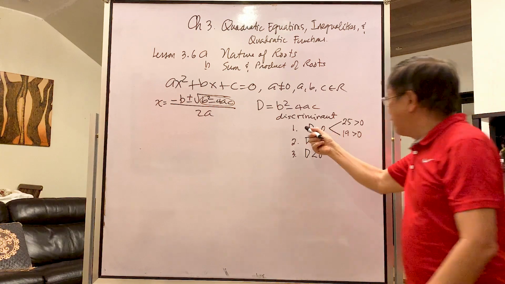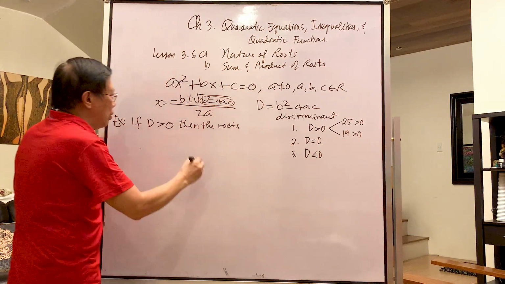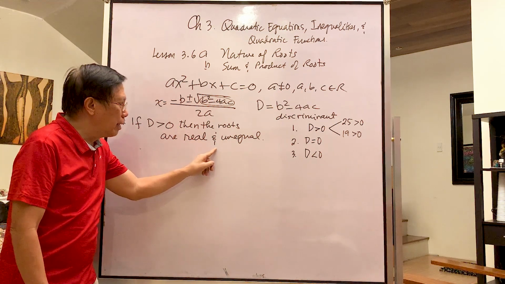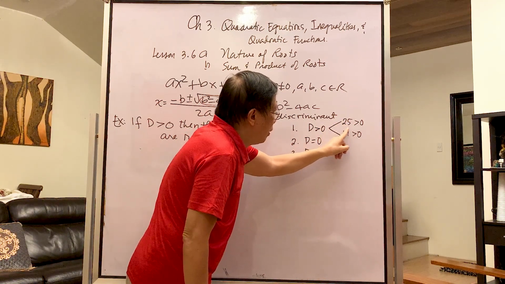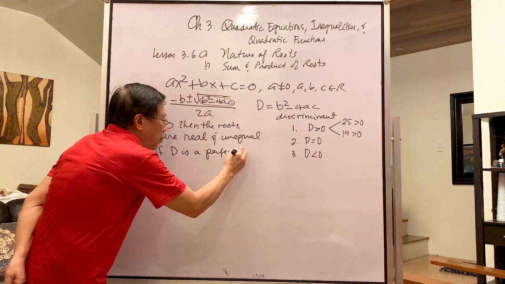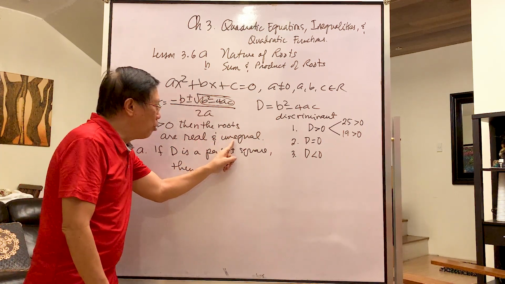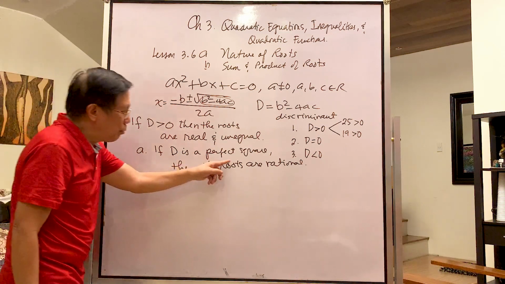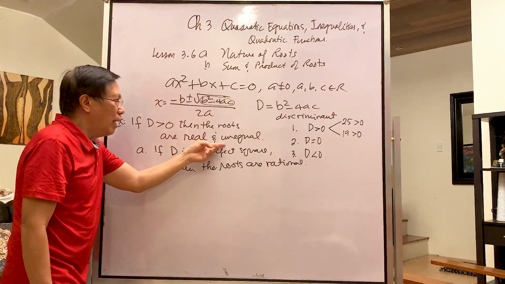Looking at this number 1 here, suppose D is greater than 0, then the roots of our quadratic equation are real and unequal. If D is greater than 0, then the roots are real and unequal. But there are two types of D which is greater than 0. Either the D is a perfect square or the D is not a perfect square. Here, let's get the two cases. If D is a perfect square, then our roots are not only real and unequal, but they are also rational. Again, if D is a perfect square, then the roots are also rational, aside from them being real and unequal.